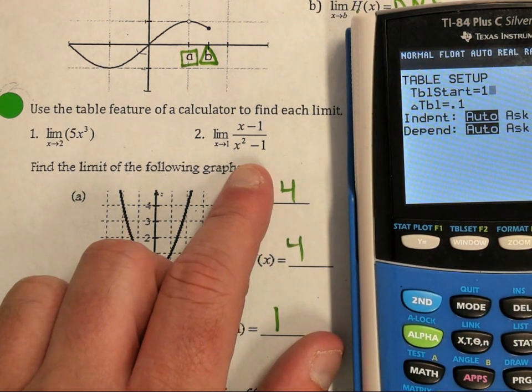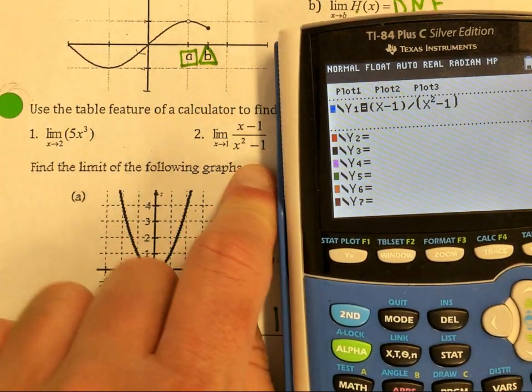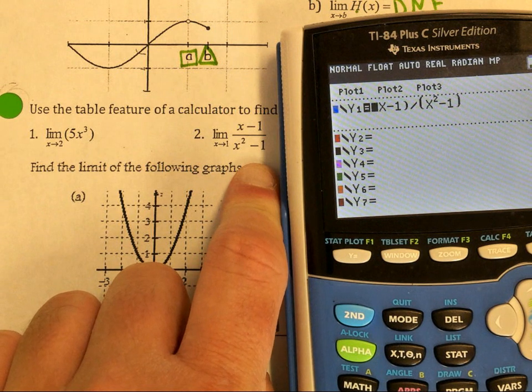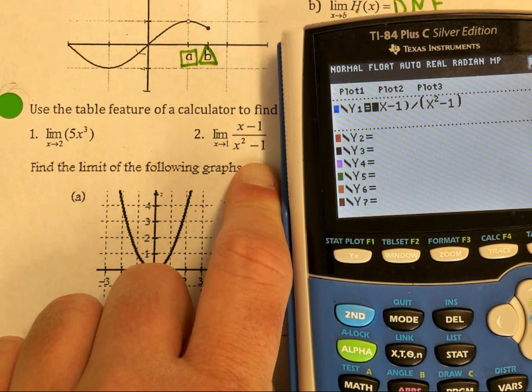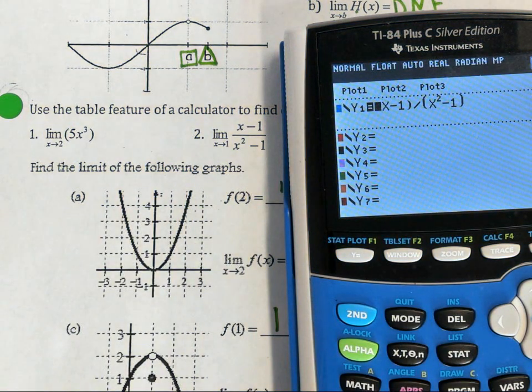I went back to my table. After I input it, make sure it looks like that in yours: x minus 1 divided by x squared minus 1. If you have an error, you need to go to mode, and it's highlighted, and you need to put it in function. Is that F-U-N-C? If you have R's, that means you need to go to mode, scroll down about the third row, and instead of having polar, you need to put it back in function form, okay? Does everybody understand how to do that?